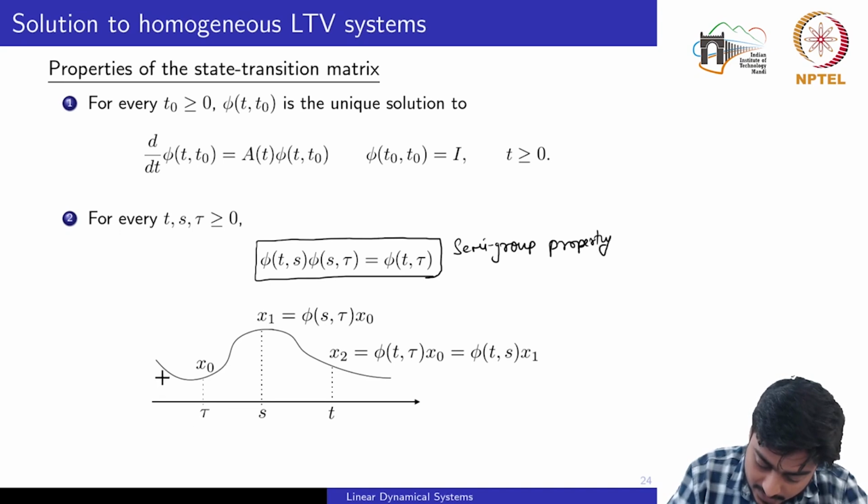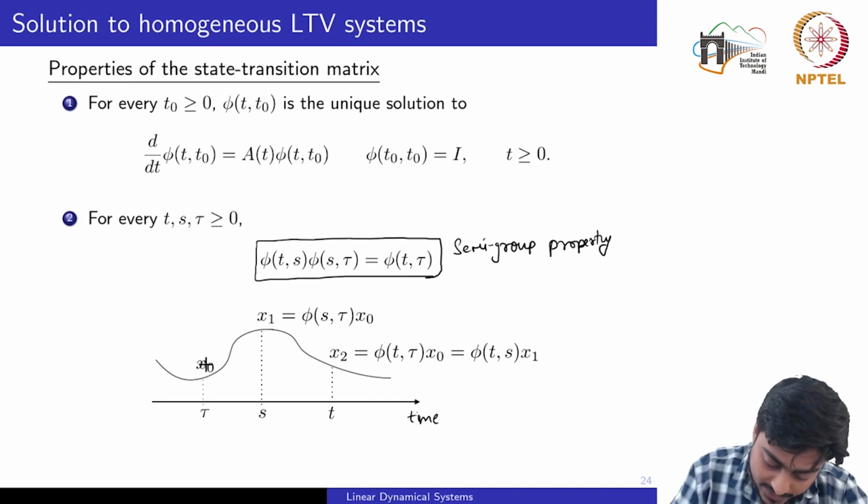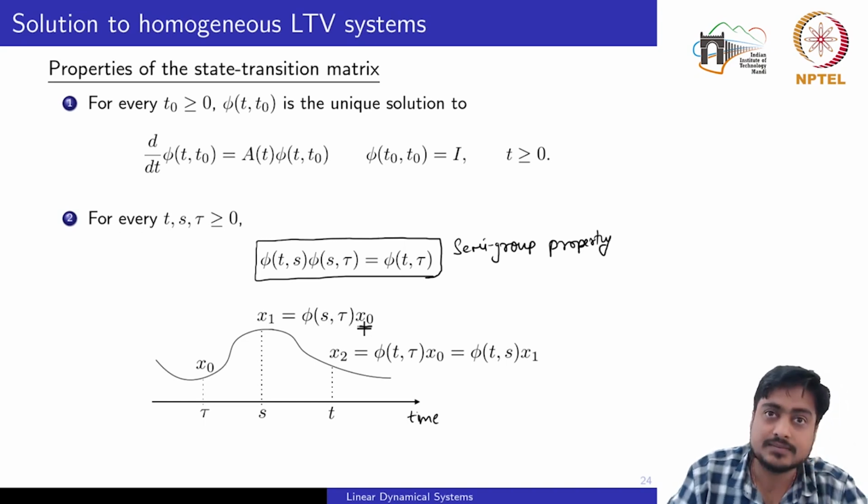Now see, let's say this is some state trajectory, and on the x-axis we have the time axis. Given this initial condition x0 at t equal to tau, I want to compute the solution at t equal to s, which we denote by x1. Owing to the previous theorem, this solution is given by the multiplication of the state transition matrix, which says that I want to compute the solution at t equal to s, given the solution at t equal to tau, and the initial condition at t equal to tau is x0.